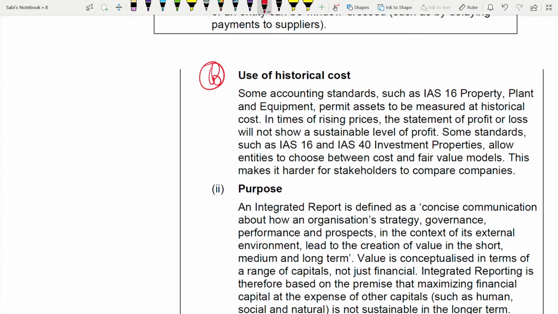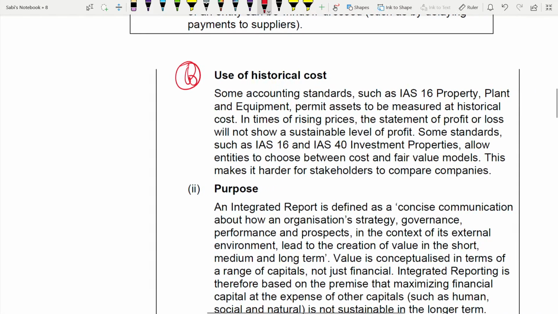When you're typing, because on the CBE platform you're typing it, you're not writing it, it's very easy. You just have to bold your subheading. That's it. Make sure that your subheading stands out. Make it bold and all those things.